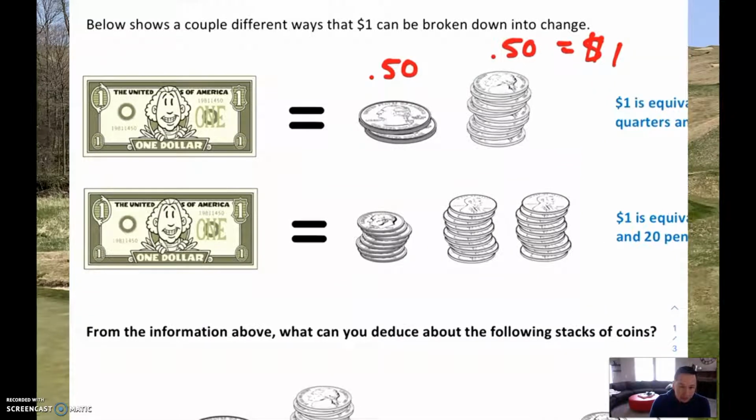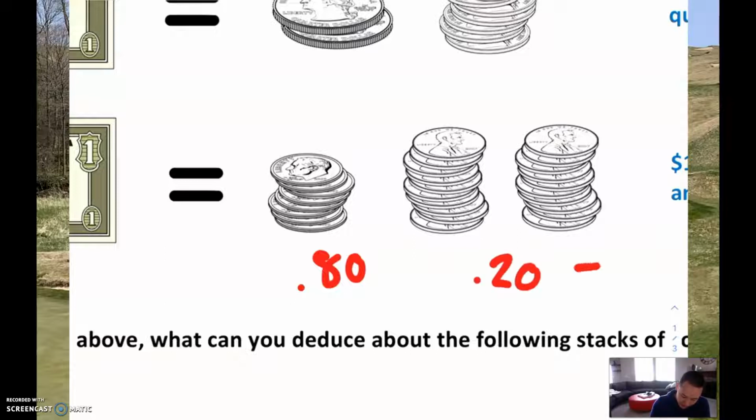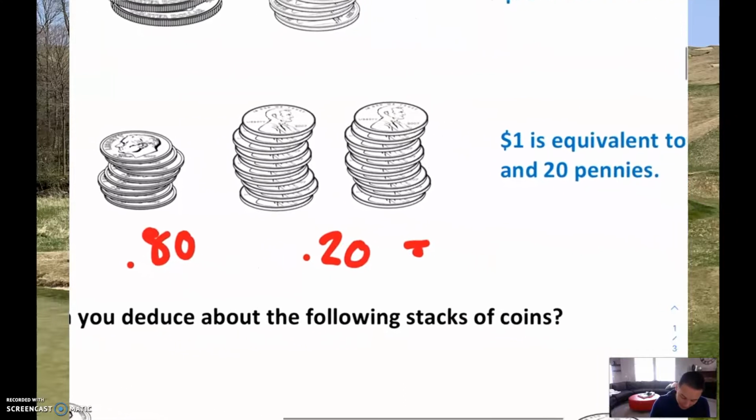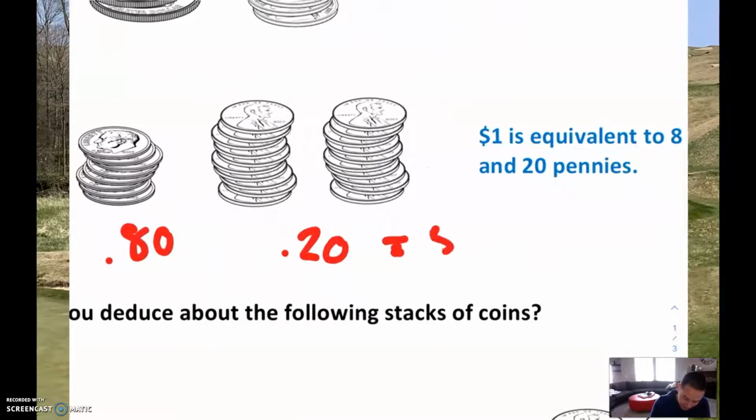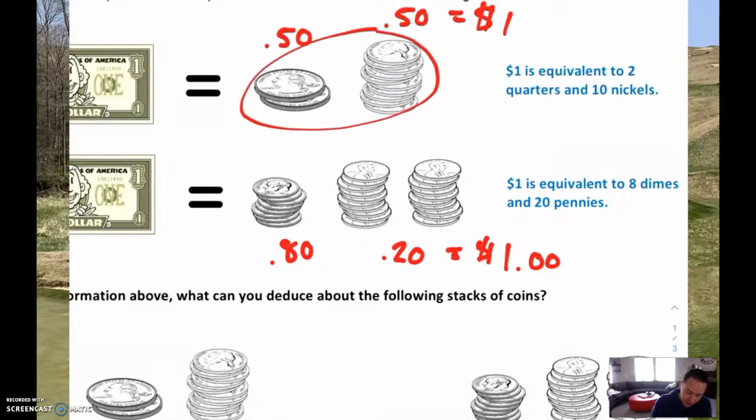Similarly, we know that this $1 bill on the bottom is equivalent to this stack of change. We've got 80 cents worth of dimes, that's 8 dimes, and we've got 2 stacks of 10 pennies, which makes 20 cents worth of pennies. And again, really annoying, but if you add them together, it ends up equaling $1. So hopefully you agree that this stack of change and this stack of change, they're the exact same.